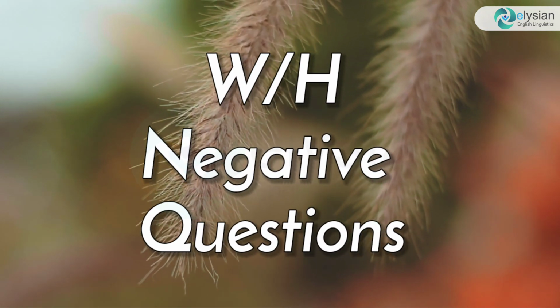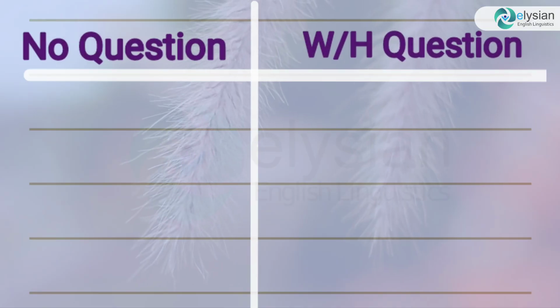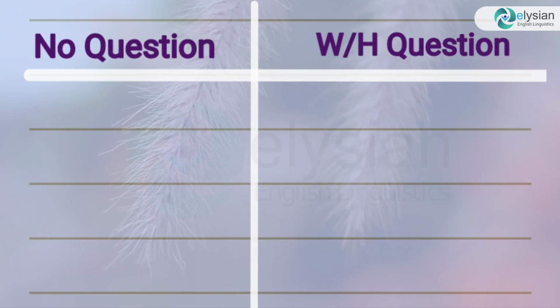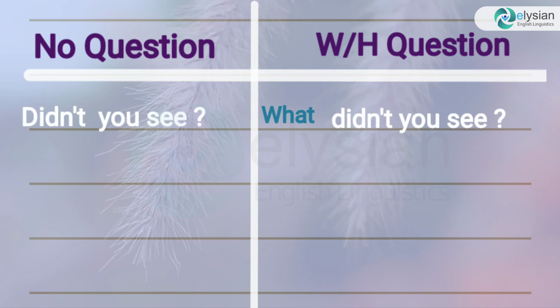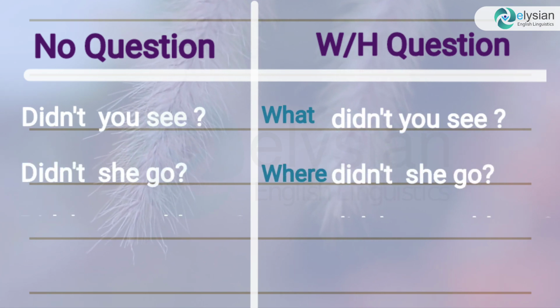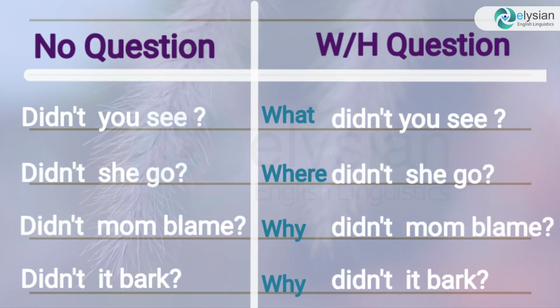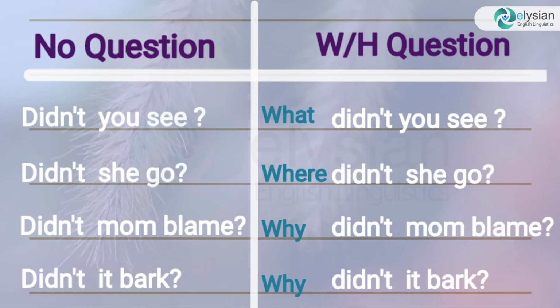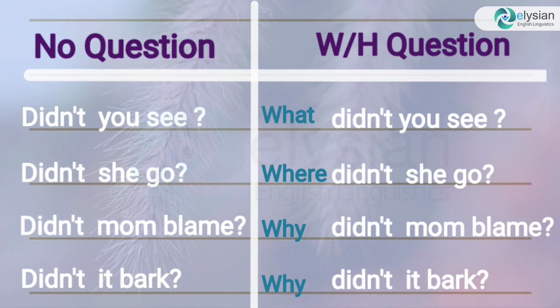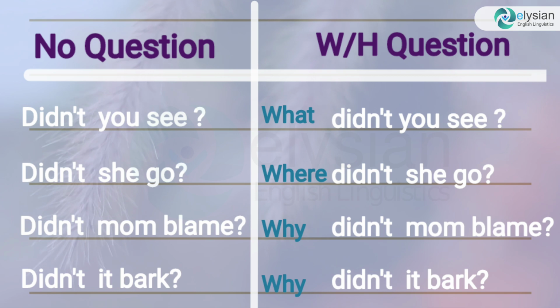WH negative questions. So I'm going to read left to right. Didn't you see? What didn't you see? Didn't she go? Where didn't she go? Didn't mom blame? Why didn't mom blame? Didn't it bark? Why didn't it bark?